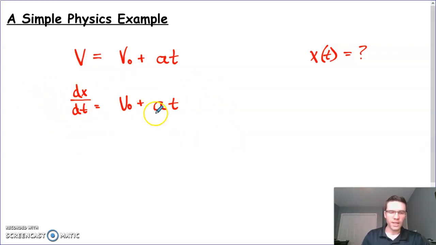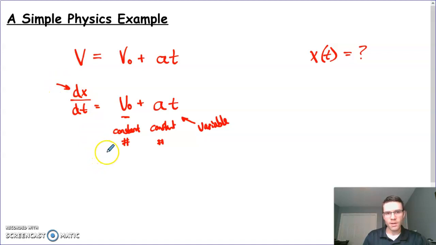And if we identify the variables, our v0 is a constant. It's a number. It's not changing. Acceleration is constant, and that's just a number. But our time here is our variable, our independent variable. And then x would be our dependent variable. And there's no x in our equation. There's just the derivative of x.